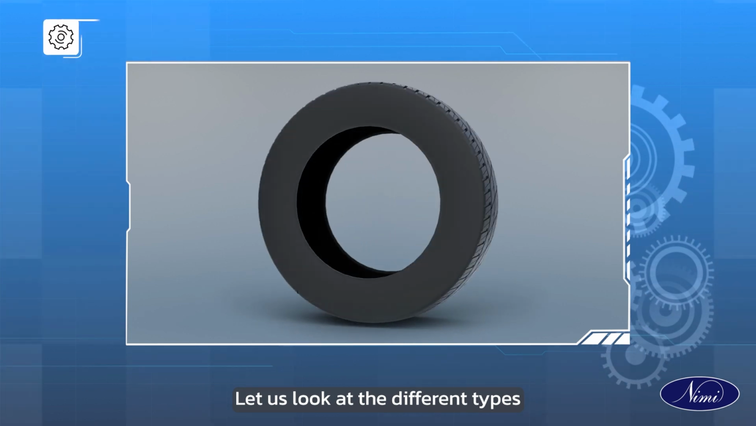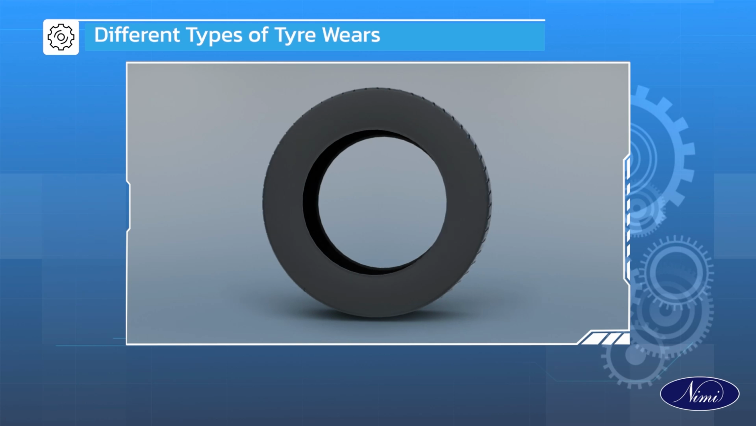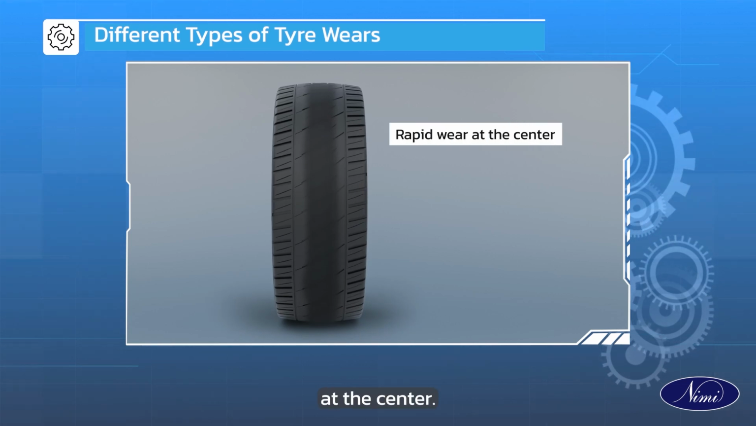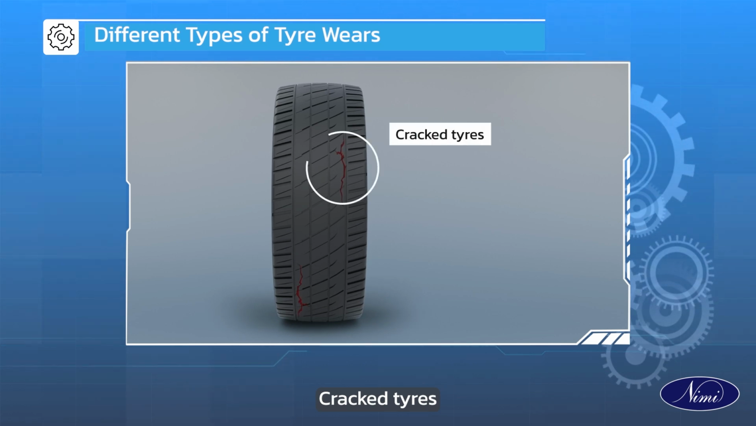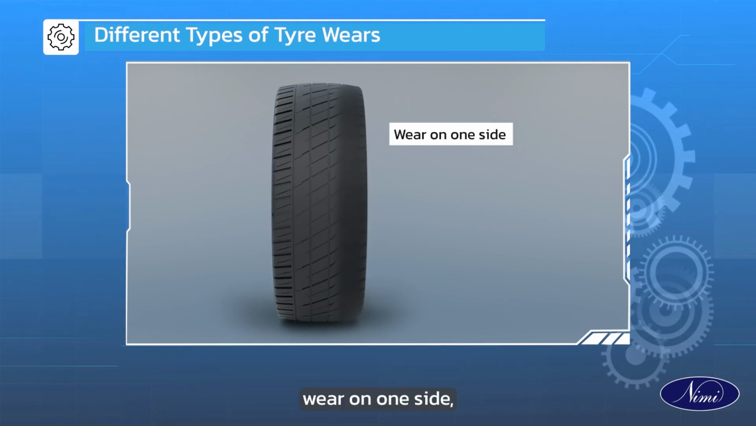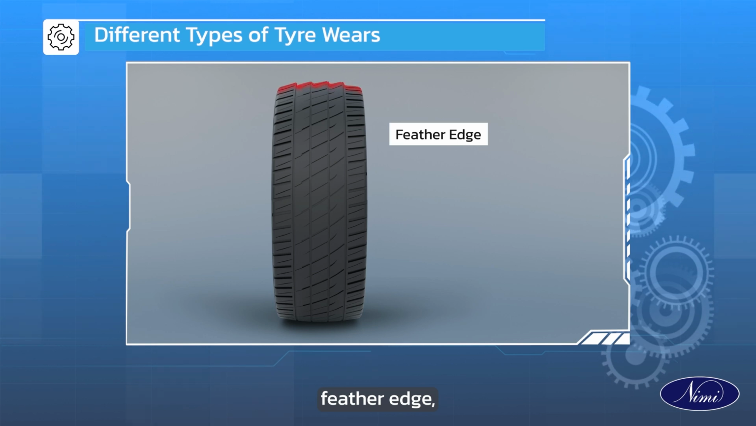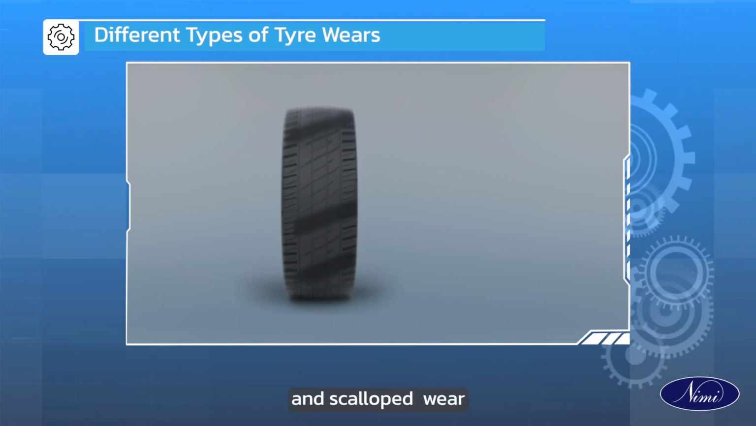Let us look at the different types of tire wears that we can encounter. Rapid wear at the shoulder, rapid wear at the center, cracked tires, wear on one side, feather edge, bald spots and scalloped wear.